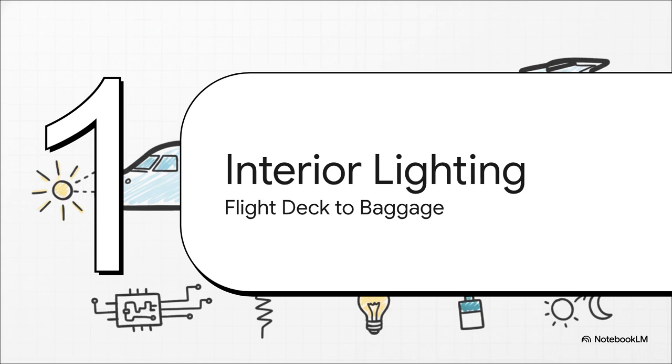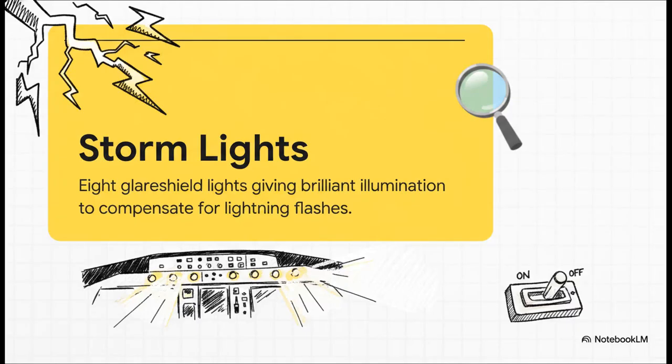Section 3, Interior Lighting Systems. Now we're going to transition from the flight deck, and we'll move all the way back through the main cabin and into the baggage compartments. Think about this for a second. When lightning flashes right outside the cockpit, that sudden, massive burst of light can temporarily blind a dark-adapted pilot. It's a real issue. So to counter this, the Q400 has 8 storm lights located right on the lower edge of the glare shield. Controlled by a simple 3-position switch, these lights literally flood the flight compartment with brilliant illumination, which instantly preserves the pilot's night vision during a storm.